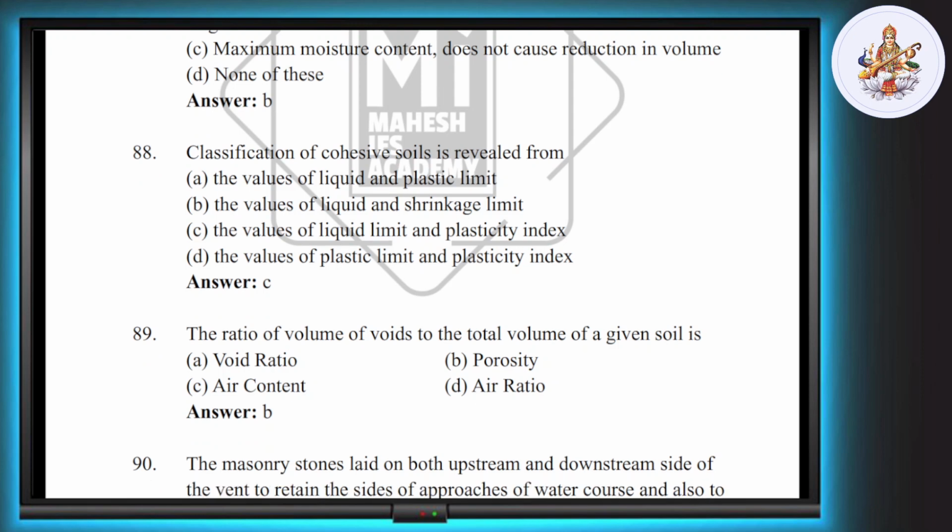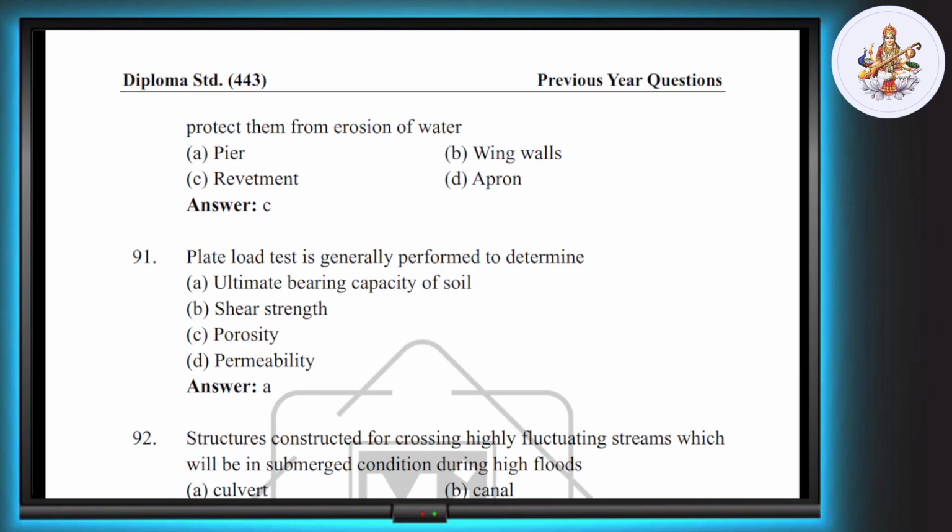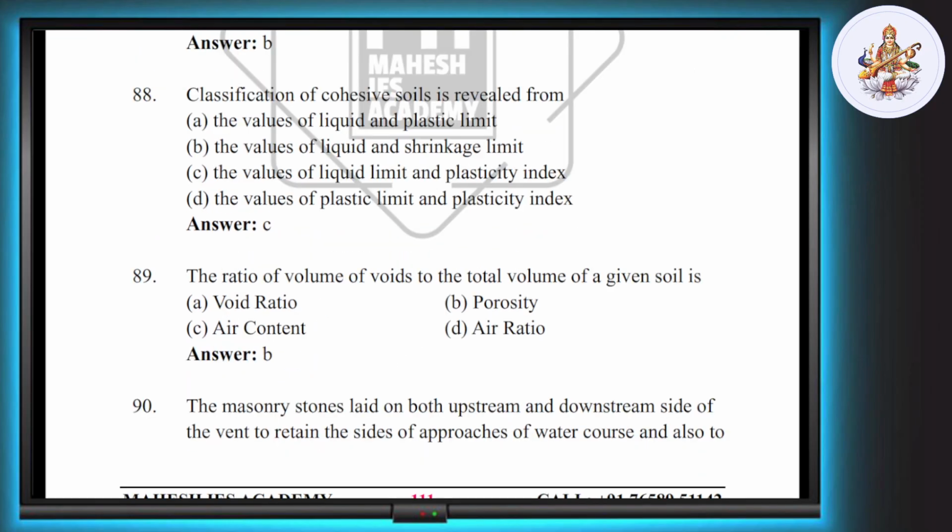Question 89. The ratio of volume of voids to the total volume of a given soil is. Correct answer, B. Porosity. Explanation. Porosity is equal to void's total volume. It shows how much of the soil is empty space. This affects drainage and strength.